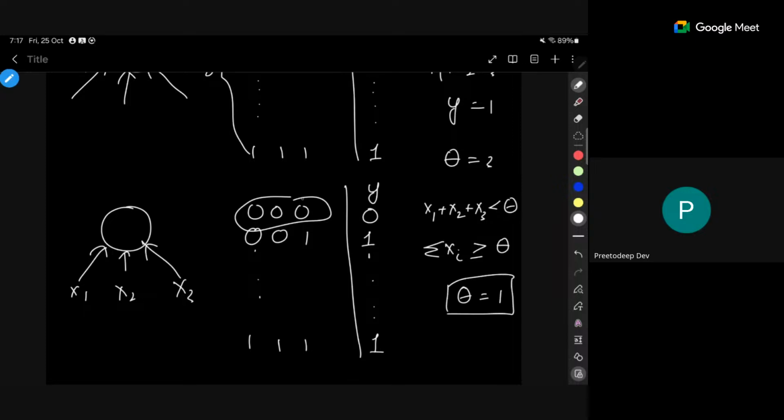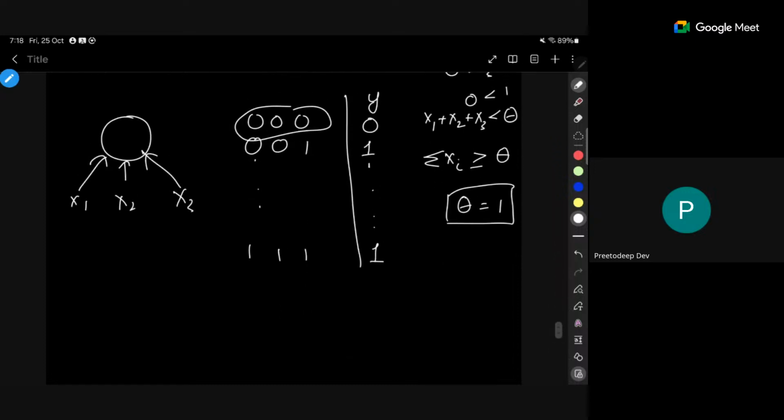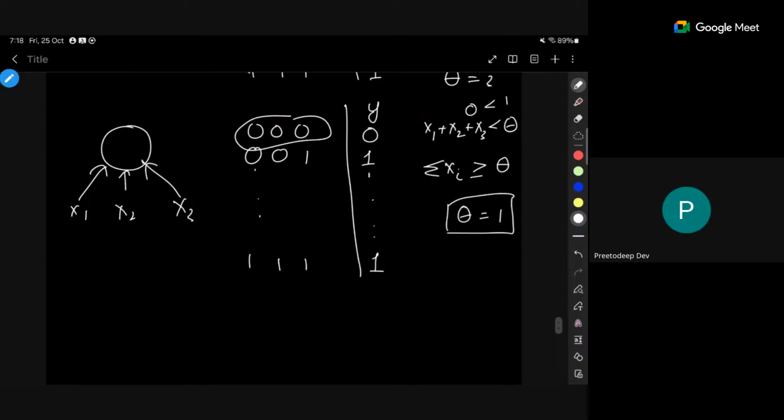So here all the sums are 0 and it is less than 1, so it will not activate or excite this neuron, right? Then if it is more than or equal to 1, only then we'll get output as 1, right?